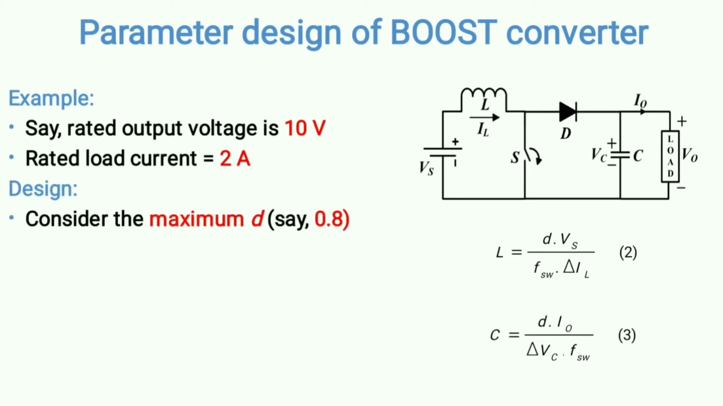So the first step of design is to consider the maximum duty ratio. This is a very important point. If you have watched my previous video on designing a buck converter, there I told you to consider a duty ratio of 0.5 while designing, and there was an advantage behind this. Similarly here also you should always choose the duty ratio to be the maximum value. And one more thing I forgot to mention.